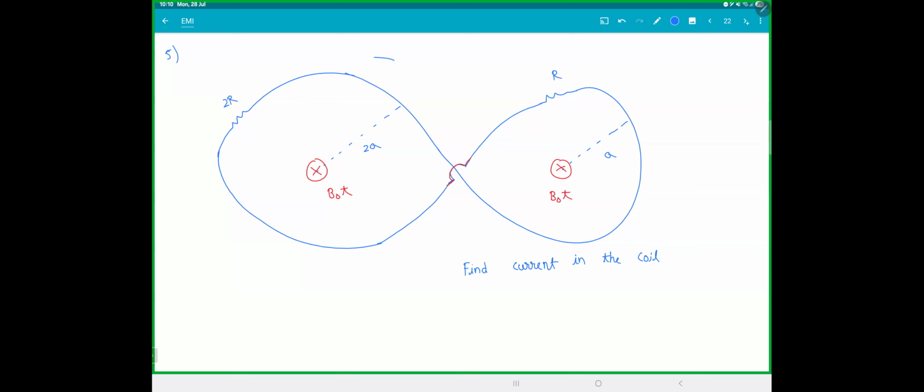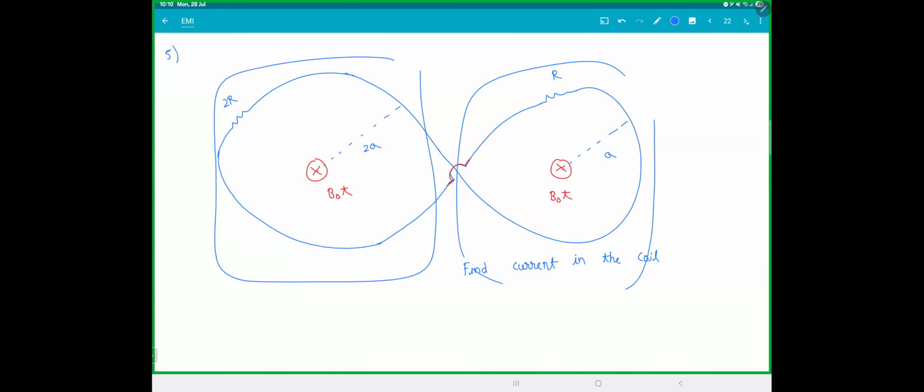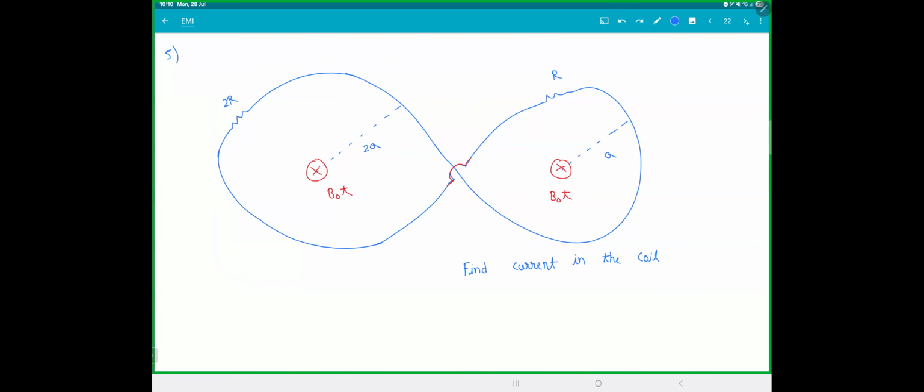So you can basically treat this as one coil and treat this as one coil, find the EMF for them separately, and then try to join it back. Think, I'll give you a minute.